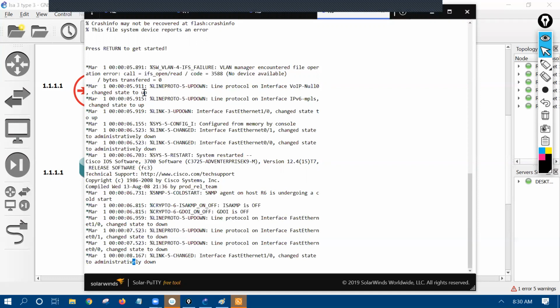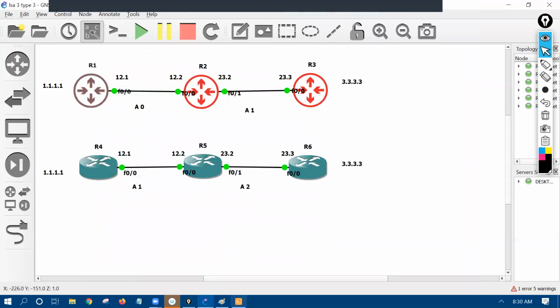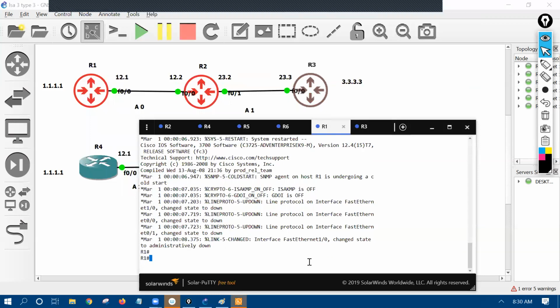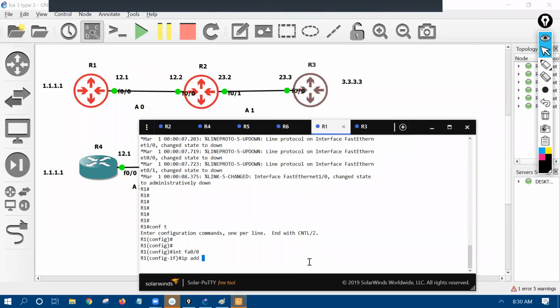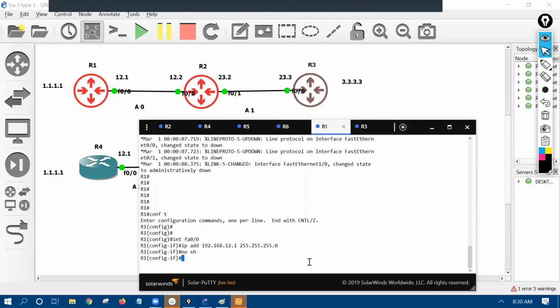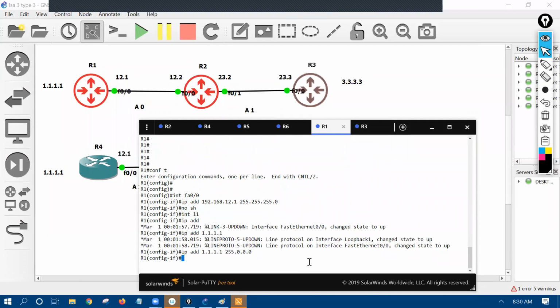Okay, so we have R1, R2, R3. Let me start my configuration. From R1, enable, config t, interface 0/0, 12.1/24. Right now I'm not explaining what summary LSA is. I'm just going to explain what ABR is right now, and what is the role of ABR. If you don't have ABR, what happens to the network?